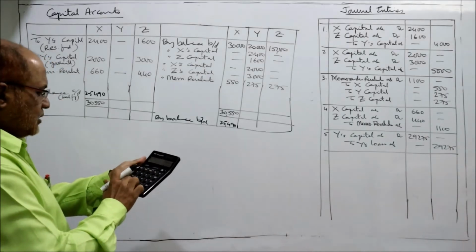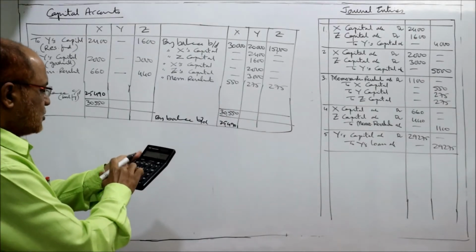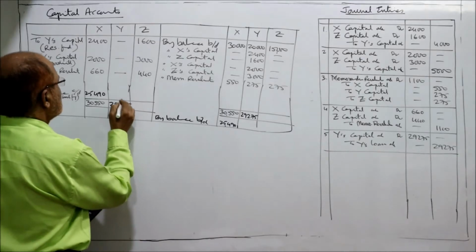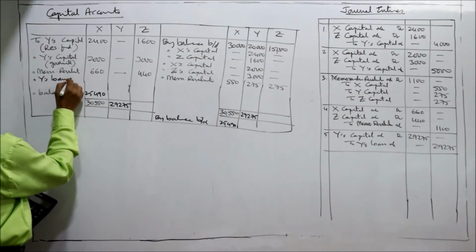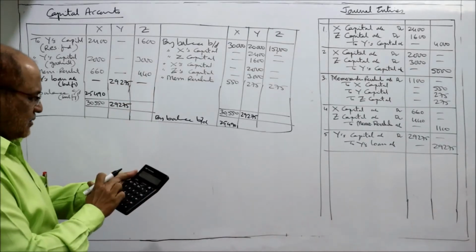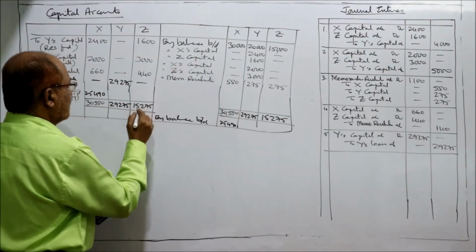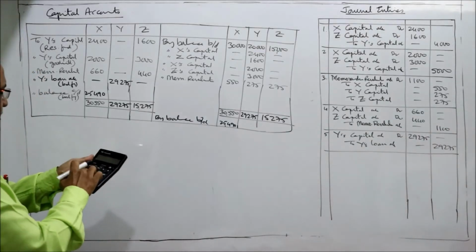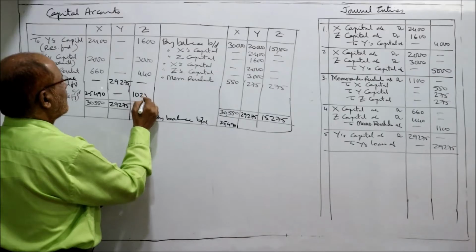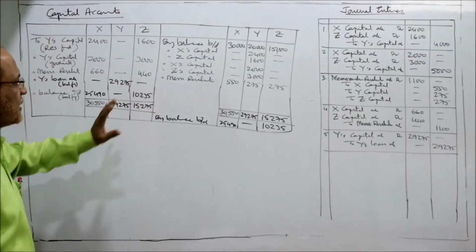Next, Y. 20,000 plus 2,400 plus 1,600 plus 2,000 plus 3,000 plus 275, 29,270. This should be transferred to Y's loan account. Balancing figure. That's it. Now Z. 15,000 plus 275, 15,275 minus 1,600 minus 3,000 minus 440, 10,235. That's it. 10,235. We have prepared the capital account of partners.